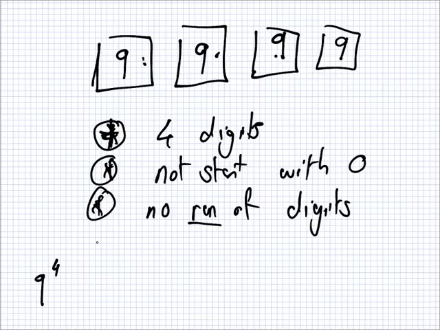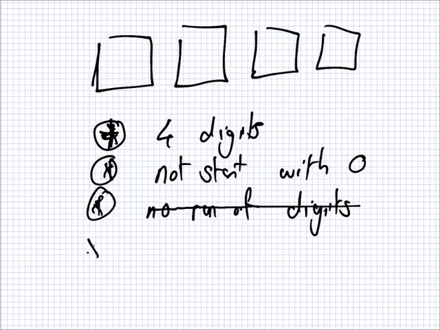Okay, now let's try this again, but this time I add in an extra rule. Now this time, instead of saying no run of digits, this one is no repeats. Any repeats now. Okay, so this time, how many for the first one? 9. Still 9.